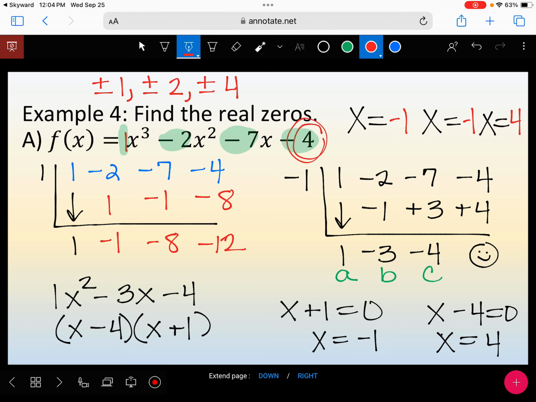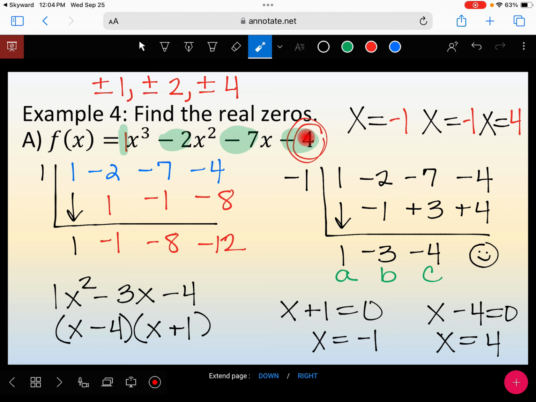Let me pause. What questions do we have? Yes. How did we get to the 1x squared minus 3x? Okay, so after you find one solution, your numbers in your bottom are A, B, and C. Oh, okay. I didn't see that. That's why I put A, B, and C. So this is a quadratic. And when you do that, now you can factor it.